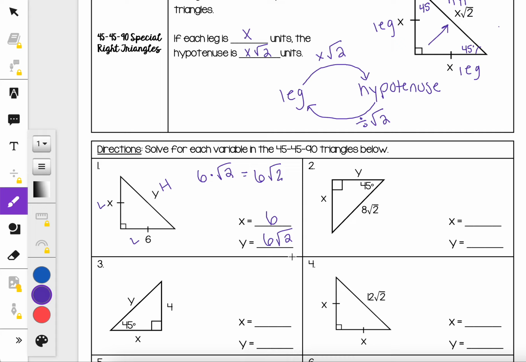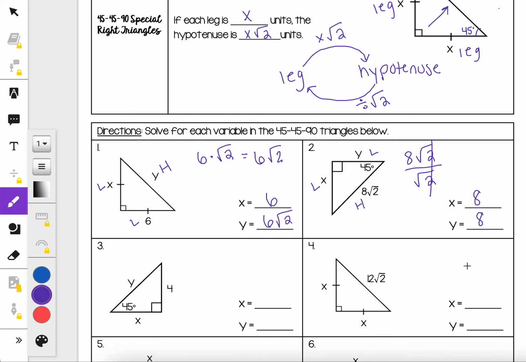Okay? Now, for number 2, I'm going to look at my triangle. I'm going to label my legs and my hypotenuse. So I'm given the hypotenuse, so 8 times the square root of 2. And if I look at this wheel, if I'm given the hypotenuse, I want to go to the leg. I'm going to divide by the square root of 2. Okay, now we have to remember those radical properties here. When I have the square root of 2 divided by the square root of 2, those are going to cancel out. And both of my legs here are simply going to be 8.